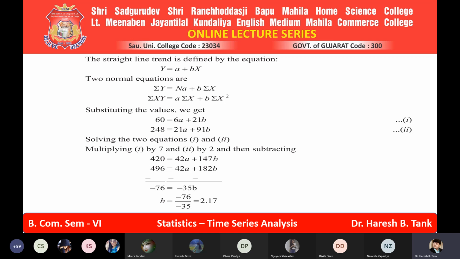Hence what you are going to do is make a deduction. So 420 minus 496 comes to minus 76. 42a minus 42a goes off. That means it is an elimination. Variable a is being eliminated. Fine enough. 147b minus 182b comes to minus 35b. Is it perfect?